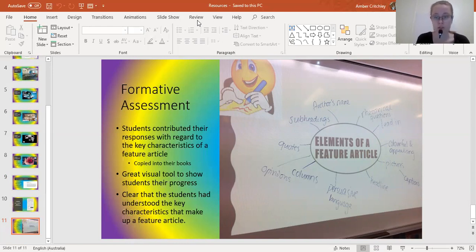So students came up with author's name, rhetorical questions, lead-in, pictures with captions, headline, persuasive language, columns, opinions, quotes, and subheading as being key characteristics of a feature article. So this mind map showed students their progress over the course of the 2 lessons. It showed me their better understanding of the key features of the article, and we also achieved the intended learning goal for the teaching period.